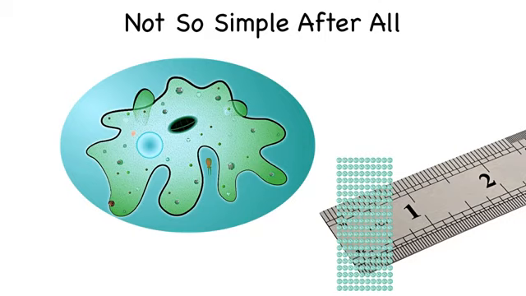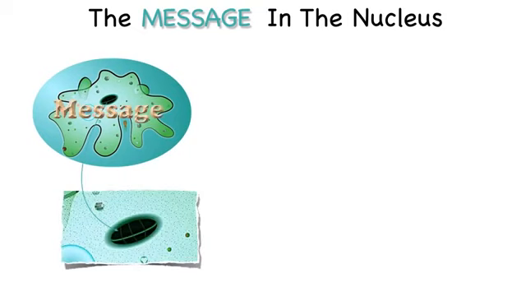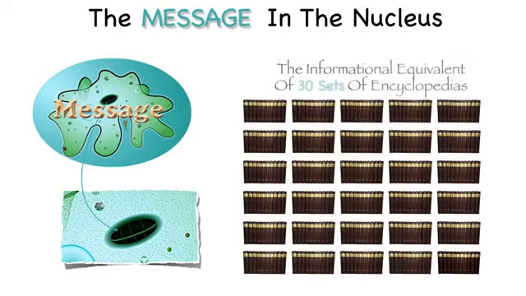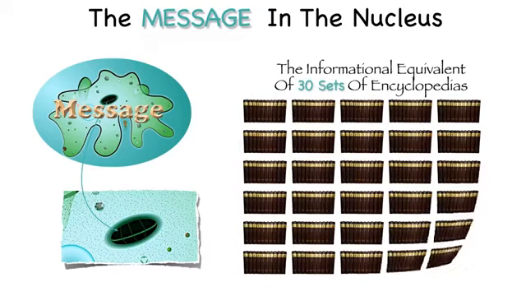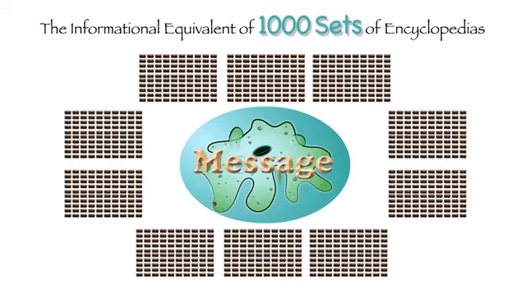Well, what's inside is very big. In fact, inside just the nucleus is a message, a big message, containing the informational equivalent of not one set of encyclopedias, but 30 complete sets of encyclopedias. And the total amount of information within this entire one-cell creature is equivalent to 1,000 sets of encyclopedias. That's quite remarkable, isn't it? To find that much information inside the simplest of life forms.